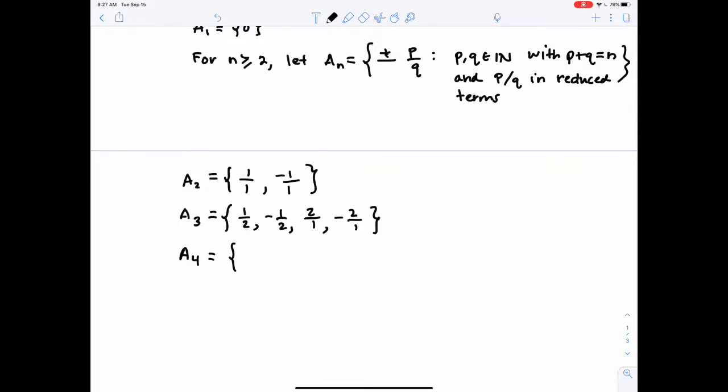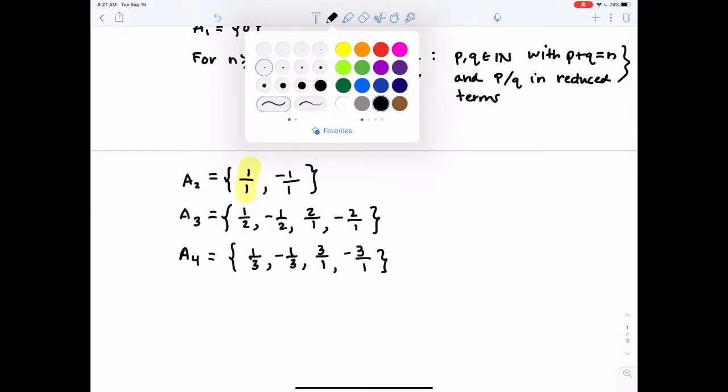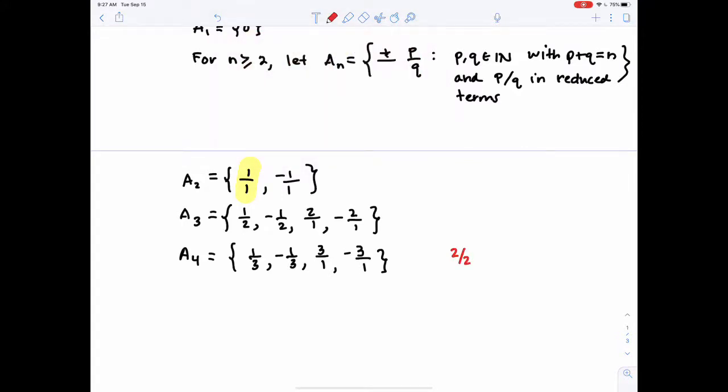So I'm not going to use 2 over 2, because 2/2 would not be a reduced format, even though 2 plus 2 is 4. And that wouldn't be good, because then I would be repeating the number 1, which I've already put in a different set. So this is going to be 1/3, -1/3, 3/1, -3/1. And so just a note here, 2/2, -2/2 are not in reduced form. So we don't include them here, even though 2 plus 2 is 4.